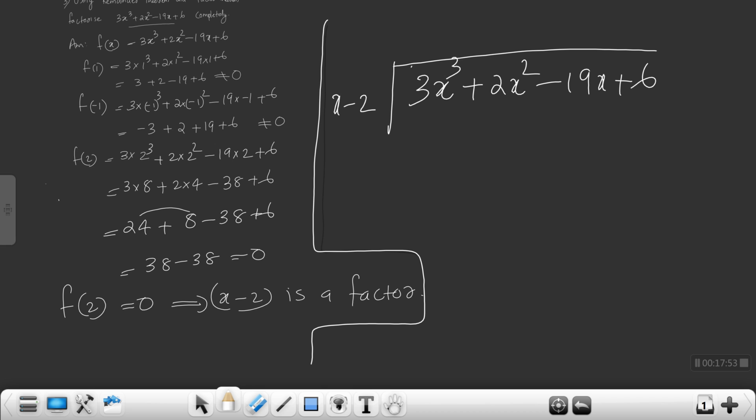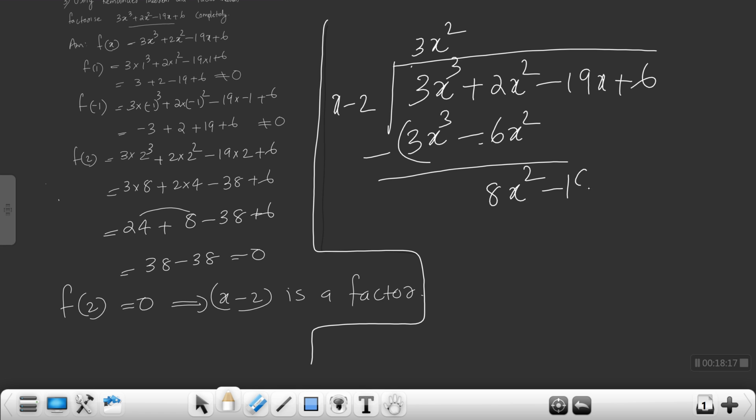we got 3x cube by x, 3x square, as the first term of the quotient. 3x square into x, 3x cube, 3x square into minus 2, that is minus 6x square. While subtracting, we got minus 2x square minus 6x square, it becomes positive 8x square. Then the remaining terms, negative 19x plus 6. Now divide 8x square by x. We got positive 8x as the second term of the quotient.